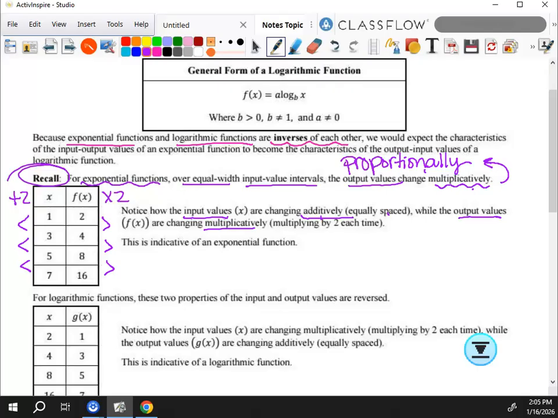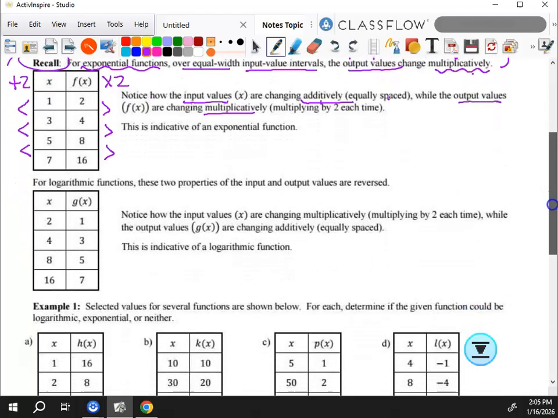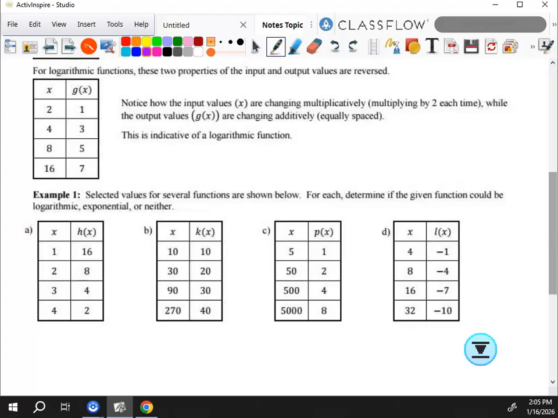So we know that logs are just the inverse. If I take that table there and I reverse x and y, then I have this logarithmic function. These two properties of input and output values are reversed. Here, my inputs, these are the only ones where we don't want equal length input value intervals. Here, the inputs are changing multiplicatively, and our outputs are changing additively. Those properties switch just like the numbers switched, okay? That's basically what this says: input values changing multiplicatively, outputs changing additively.